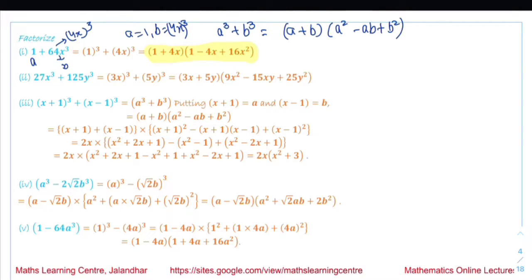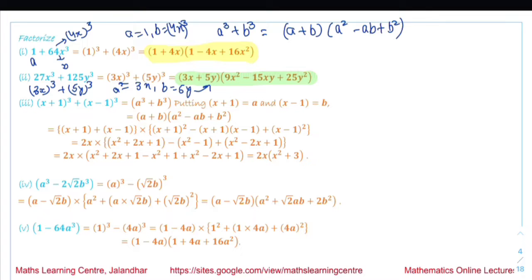Similarly, in the next question, we are going to write it as (3x) whole cube plus (5y) whole cube. Again, a is 3x, b is 5y, and you will substitute these values in the formula and you will get the answer in this form: (3x plus 5y) into (9x square minus 15xy plus 25y square).